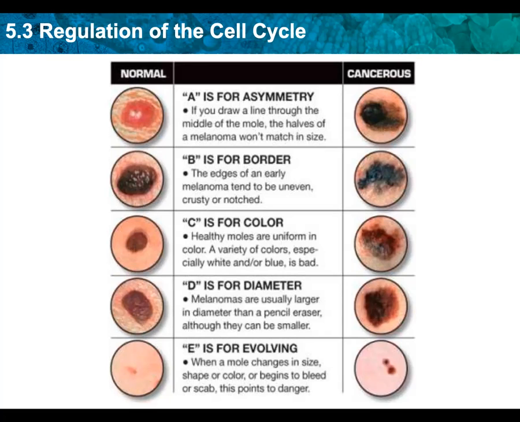D is for diameter. Take a pencil eraser, like the end of your pencil, and if the mole is bigger than that, then that could be cancer. It doesn't mean that it is, but bigger moles are more problematic and should be watched closely for changes in their size and shape. And then E is for evolving. A mole that changes size is something you want to watch for as well.